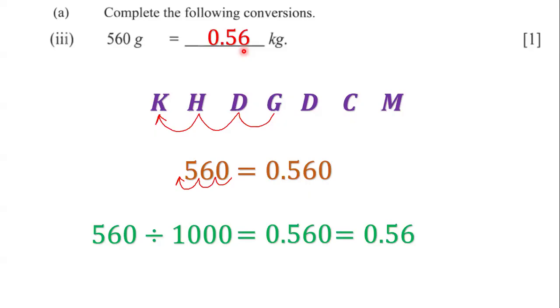Mr. Petit, so you're saying the 0 that's behind the 6, we could keep it? You can keep it or you could leave it. It doesn't matter. Both ways are correct. Okay, thank you. No problem.